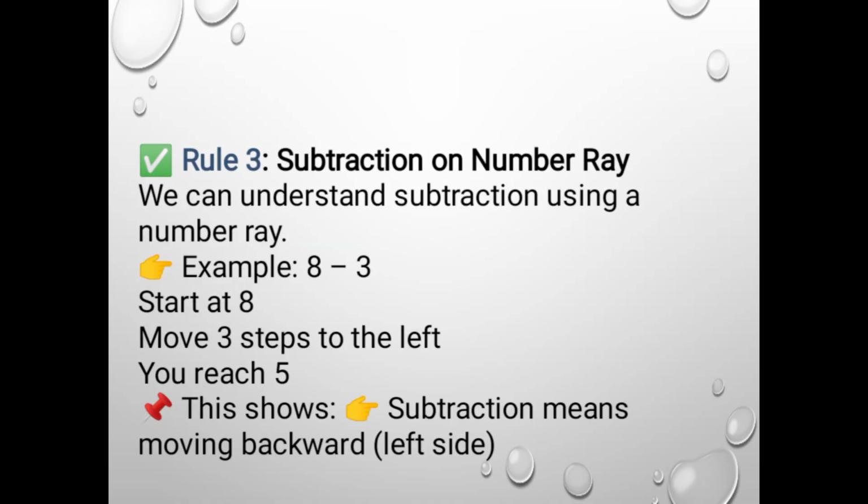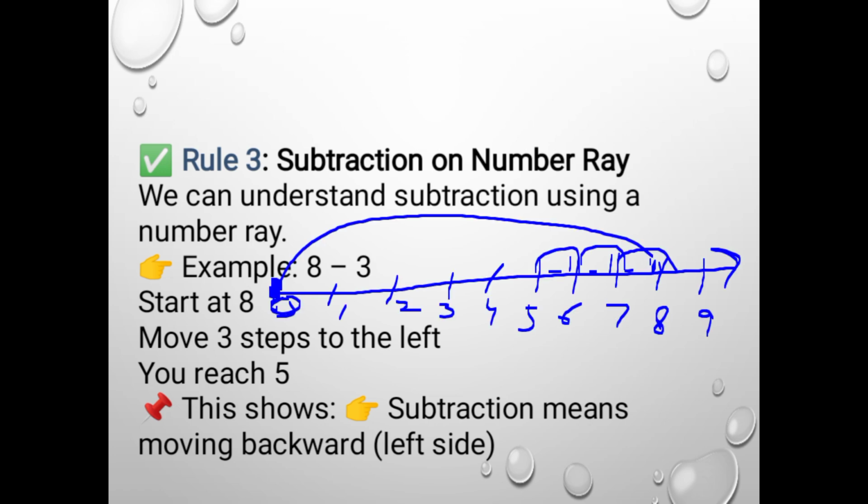Rule number 3, subtraction on number array. We can understand subtraction using a number array. For example, 8 minus 3. Start at 8. You move 3 steps to the left. Minus 1, 2, 3. You reach 5. This shows subtraction means moving backward to the left side.